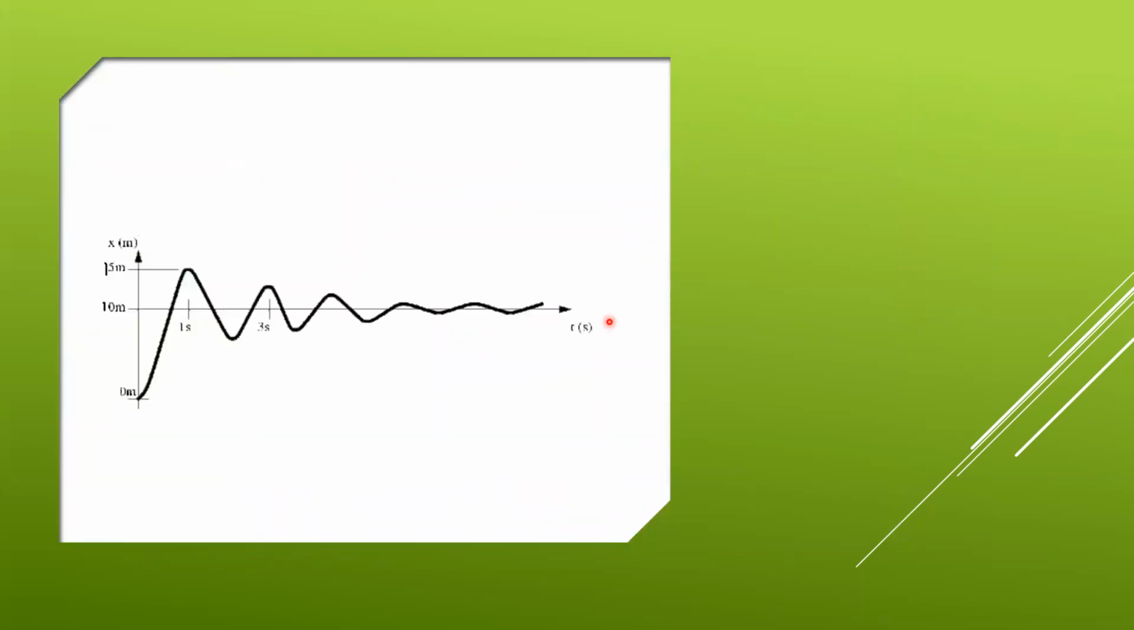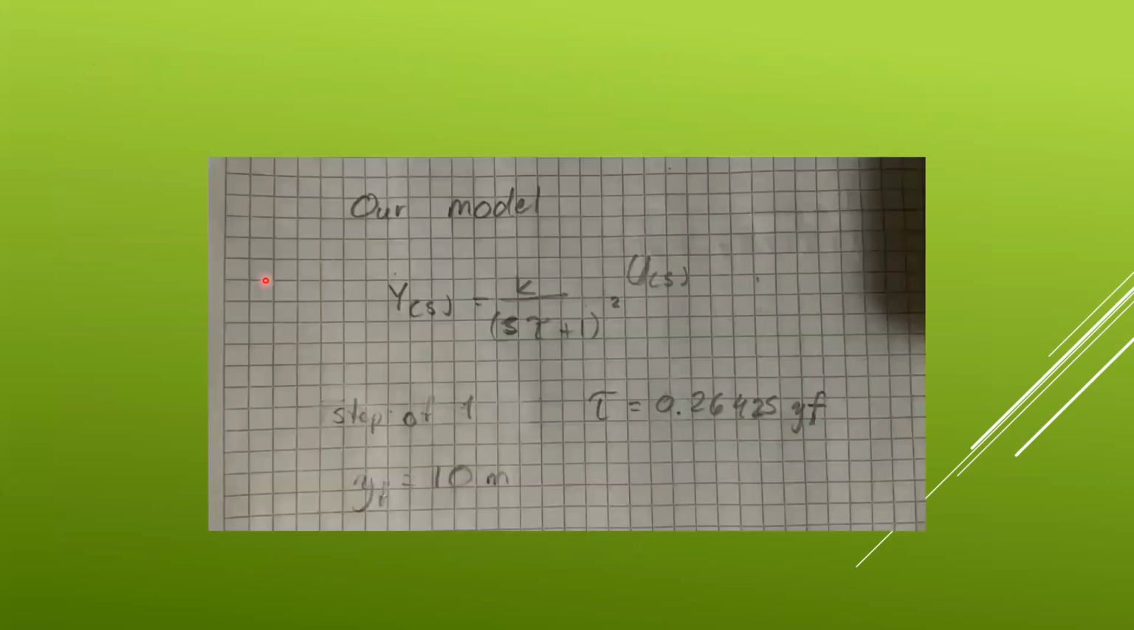So now let's imagine we have this response. So we are going to analyze this. First we have to get our values, and our model, obviously, which is going to be the next one. Here you can see. From here, we get that our step is equal to 1.